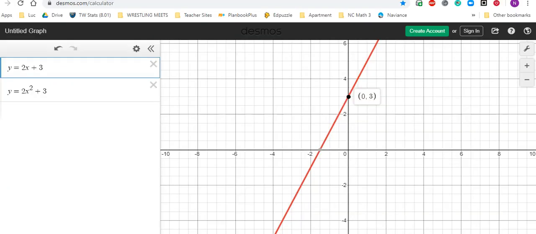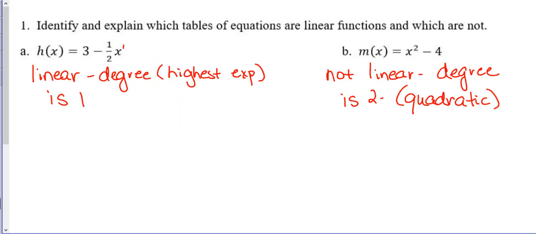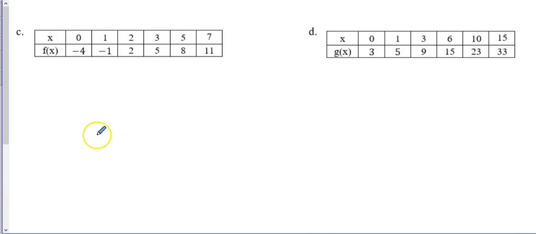And if I'm going to look over here at Desmos again and get rid of that one. This one, see the exponent is 2. And so this makes a parabola, a U shape. All right, moving on. Let's look at part C.